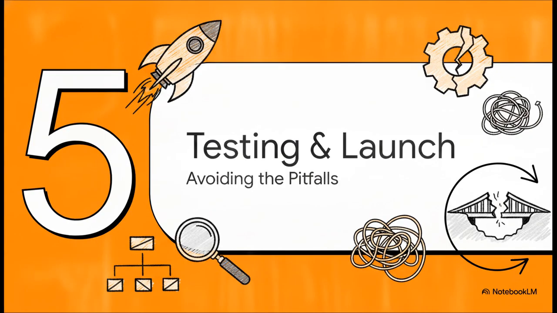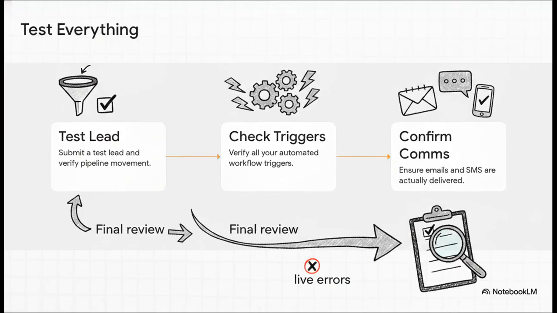Moving into phase 5, testing and launch, or as I like to call it, avoiding the pitfalls. Look, assuming your setup just works without testing it first is hands down the fastest way to ruin your reputation. Before a single real customer touches the system, you always submit a test lead. You verify that the pipeline movement happens automatically. You check every single workflow trigger. You actually confirm that emails and text messages are delivering to a real phone and a real inbox, and you thoroughly test those calendar bookings. As experts, we know that a final, rigorous review is absolutely crucial to prevent live errors.